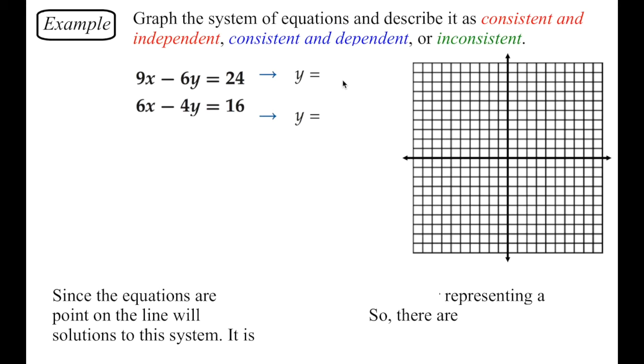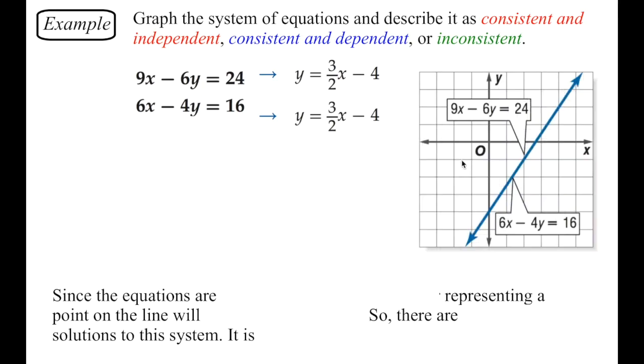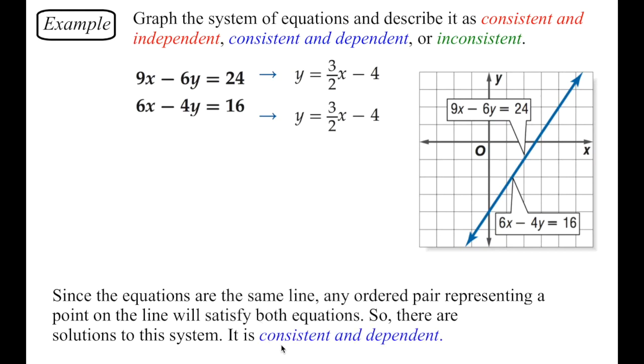Again, solving for y, we end up with y equals 3/2 x minus 4. And you'll notice in this example, it's the exact same equation when we solve it for y. That's a particular instance where we have one line when we graph it. Even though it's represented in two different ways, or two different equations, it's the same line. So that's the one where we're going to call it consistent and dependent, because anything that works in one equation will work in the other one.